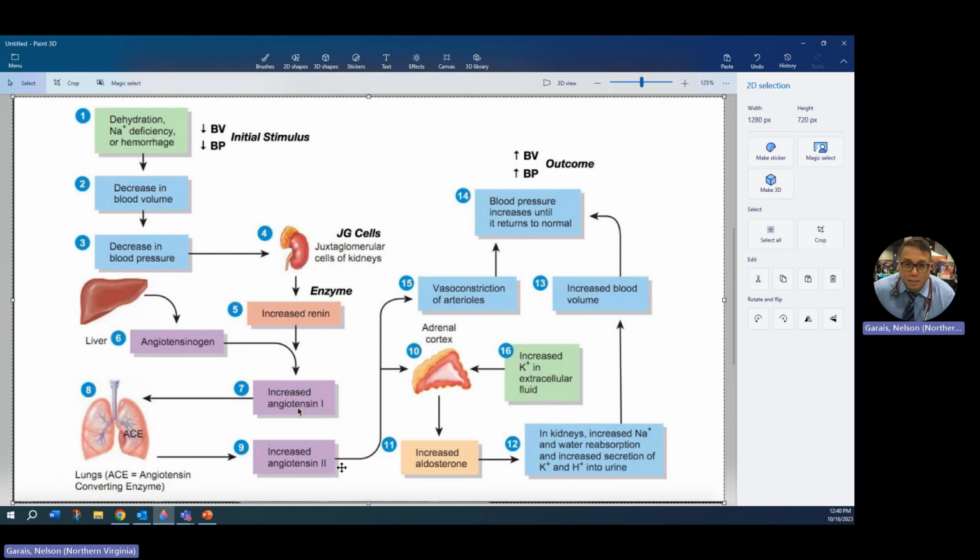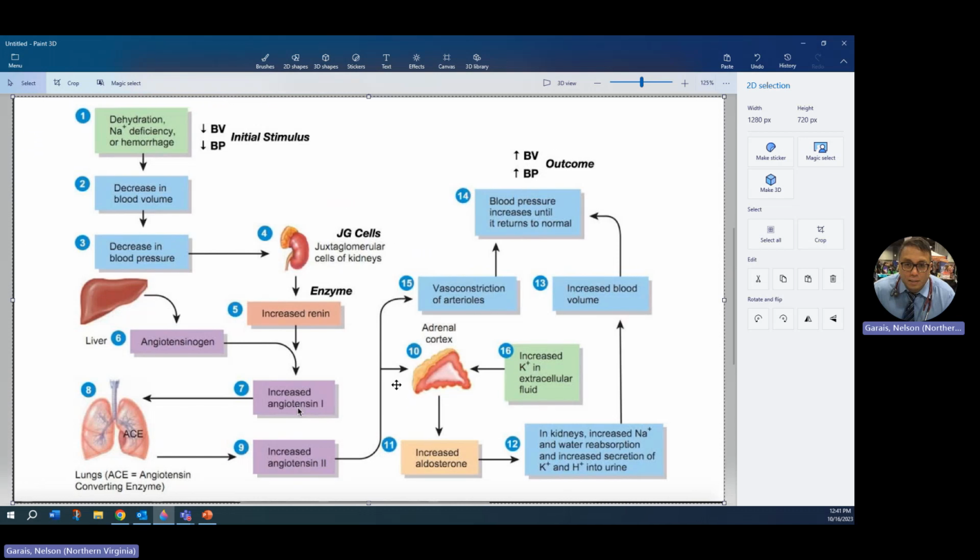Now, when angiotensin 2 increases, you're going to have two responses. You're going to have vasoconstriction of our arterioles and increased blood volume. How do you get vasoconstriction? Well, you have your adrenal cortex here, right? Let's talk about vasoconstriction first. Look at the word angiotensin. Angio means blood vessel, tensin means to what? To tense, or to squeeze. So vasoconstriction of our arterioles caused by angiotensin 2, you're going to have, of course, what? Increased blood pressure.